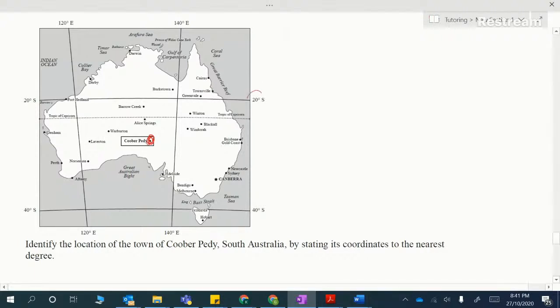So I'm looking at, here's 20 and 40, so halfway must be 30. There looks like about halfway. I'm just eyeballing it. But that looks a bit too low for Coober Pedy there. So if that's 30, halfway again would be 25. Oops, hang on. Like that would be 25.